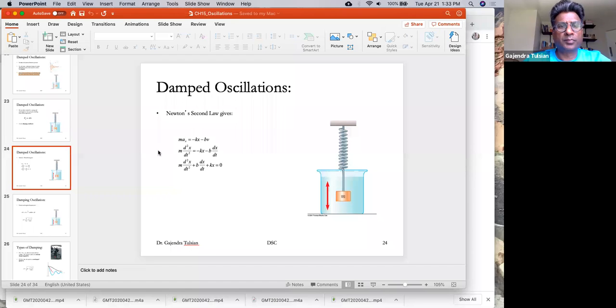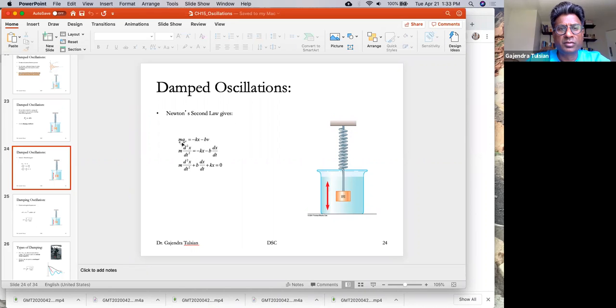All right, so we want to model this oscillator with friction present. Okay, so mass times acceleration of this guy. We'll look at all the forces. What Mr. Newton says is that mass times acceleration of the object is equal to the net force on the object. Here's the spring force, minus kx, and here's the friction force.